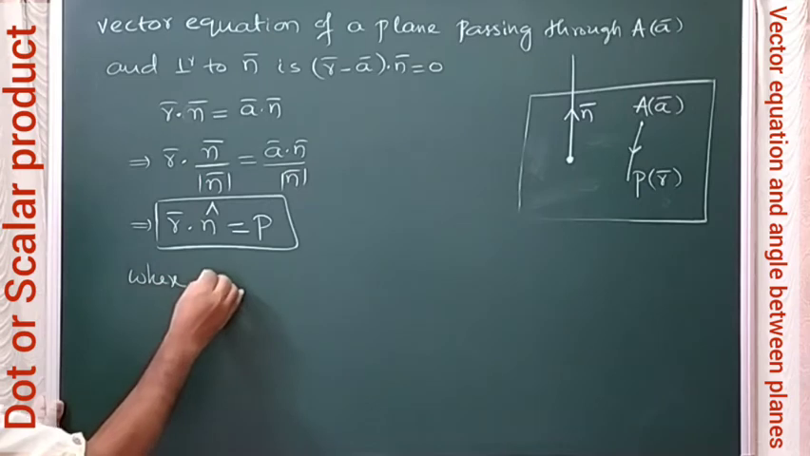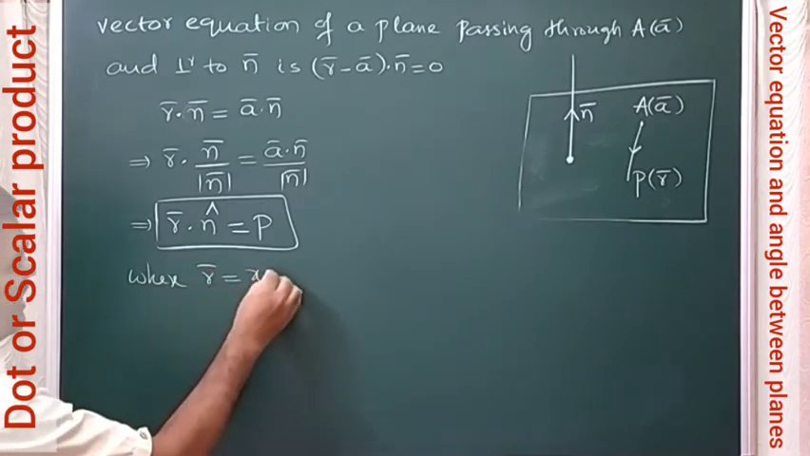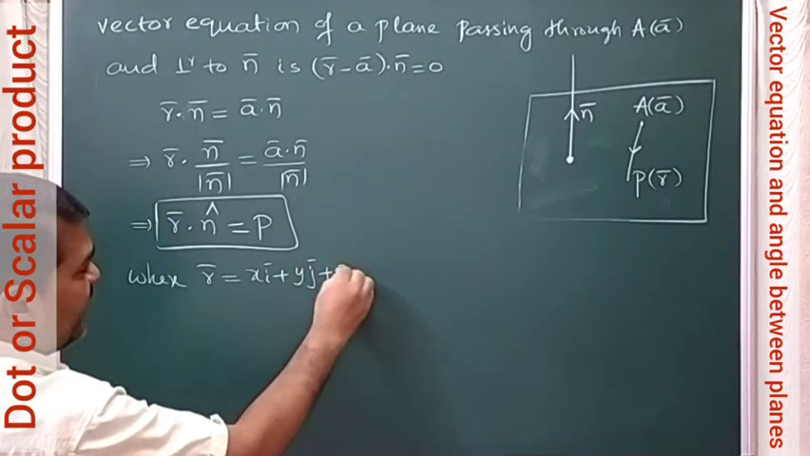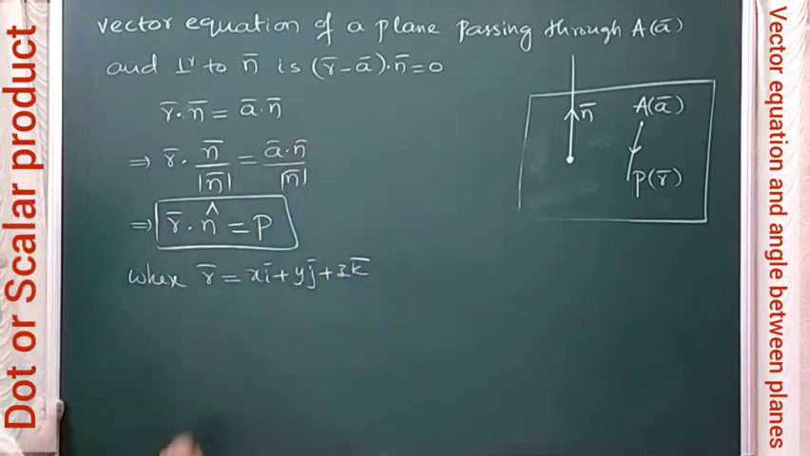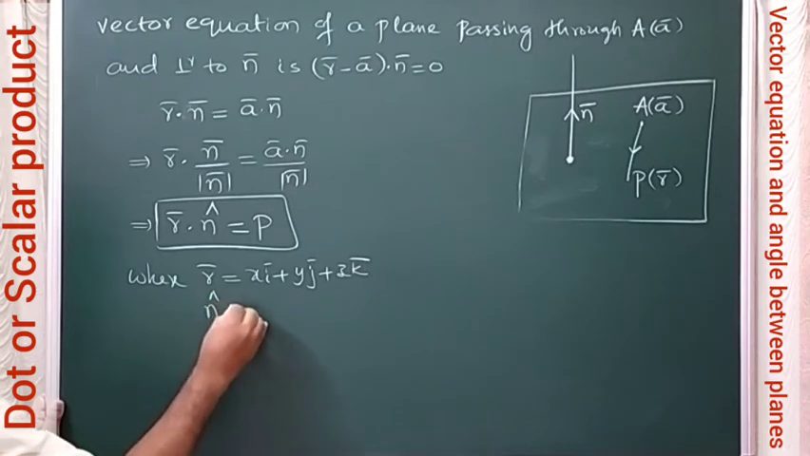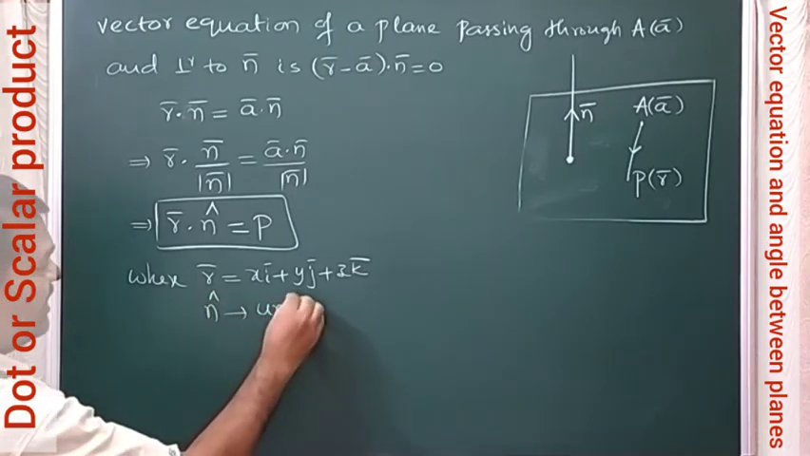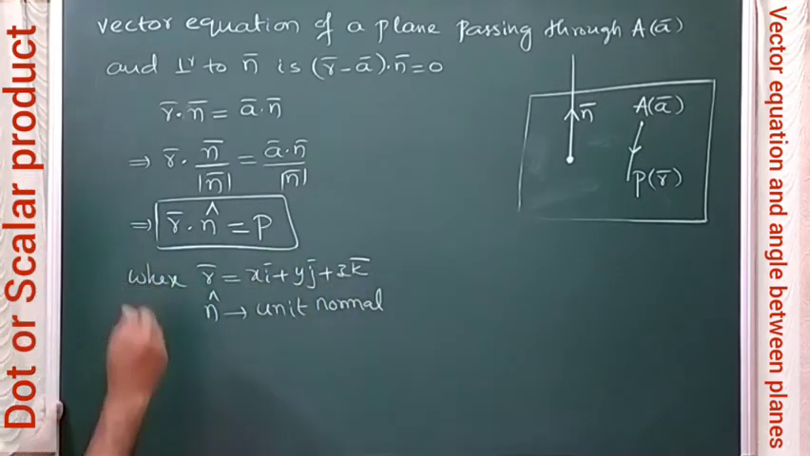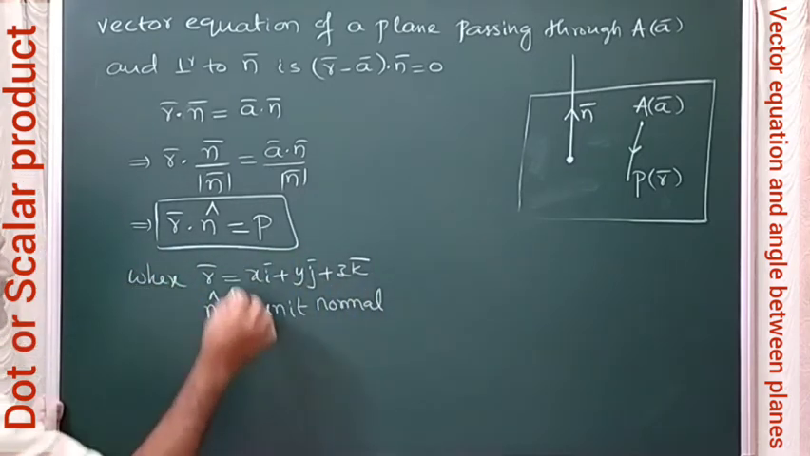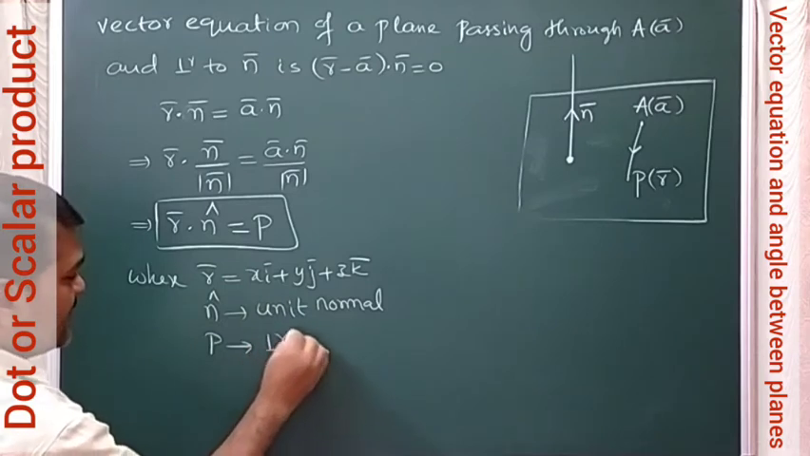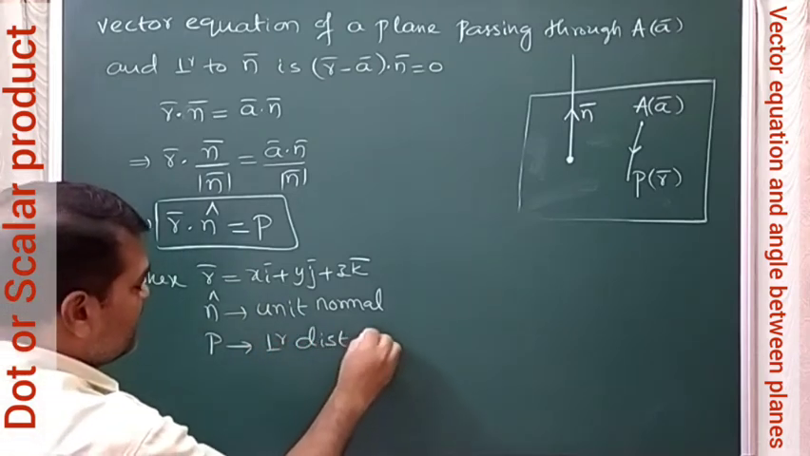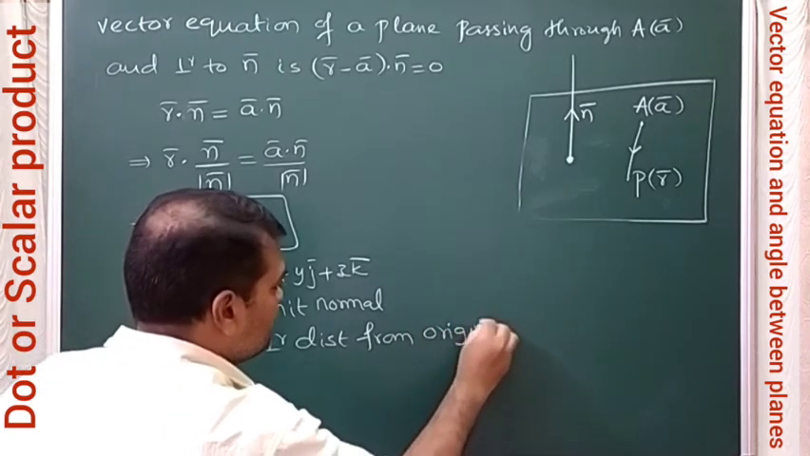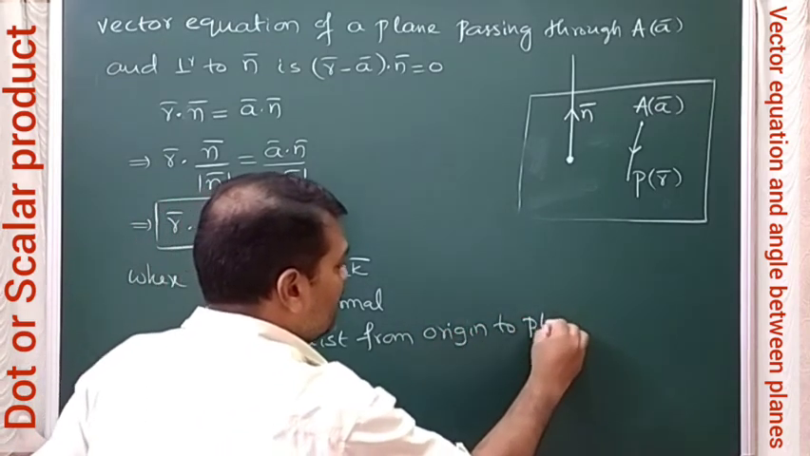Okay. So in the normal form, r bar represents any point in the plane. n cap is the unit normal, which means it is a normal which is also a unit vector, and this p represents the perpendicular distance from the origin to the plane.